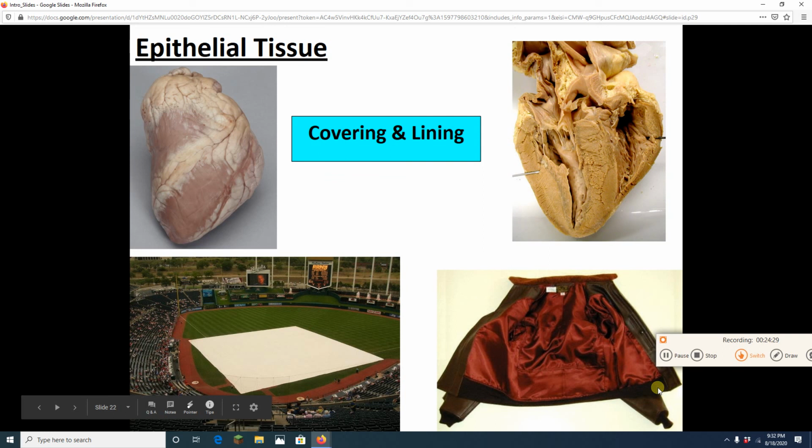So epithelial tissue is a covering and lining. It is a covering. So there's epithelial tissues covering this heart here. And if we sliced this heart open, if we do a frontal slice through this heart and look at the inside of the chambers, there's epithelial tissue lining. Pretty much, if something is on the outside of an organ, or if it's lining an internal cavity within an organ, it's probably epithelial tissue.